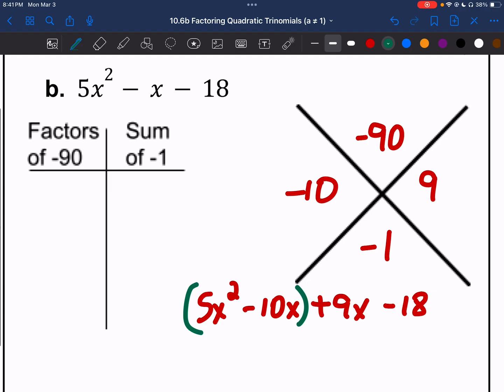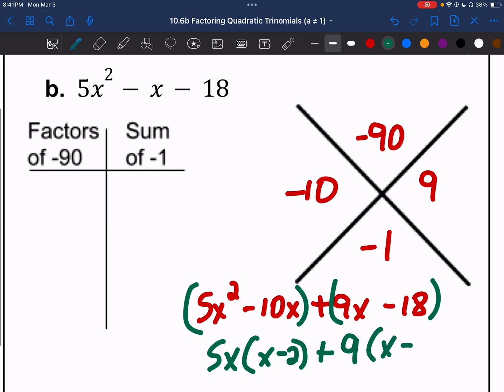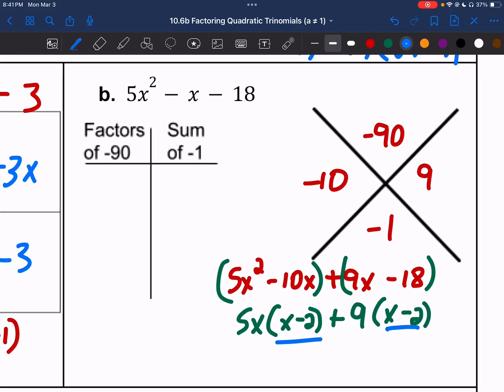Put in our parentheses. My first term's 5x squared and negative 10x, common factor 5x, and I'm left with x minus 2. My second term, we have 9x and negative 18, so we can bring out a 9, and I'm left with x minus 2. And now my common term is x minus 2, and I'm multiplying that by 5x plus 9. Okay.